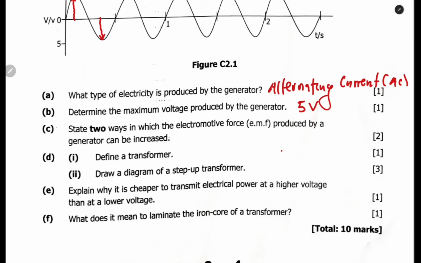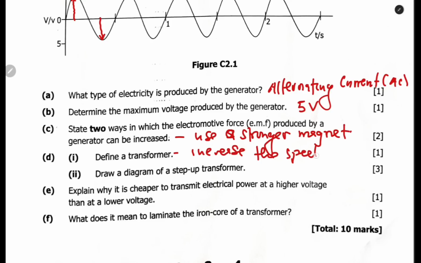So for question C, state two ways in which the electromotive force, EMF, produced by the generator can be increased. So one way is by using a strong magnet. So use a stronger magnet. That is one way you can increase the electromotive force. Then the other one, increase the speed of the rotating coil.